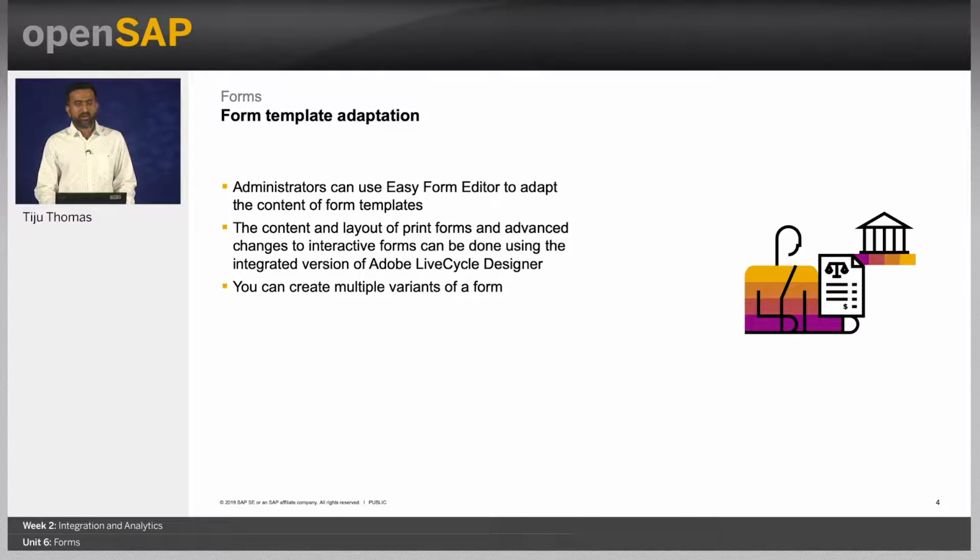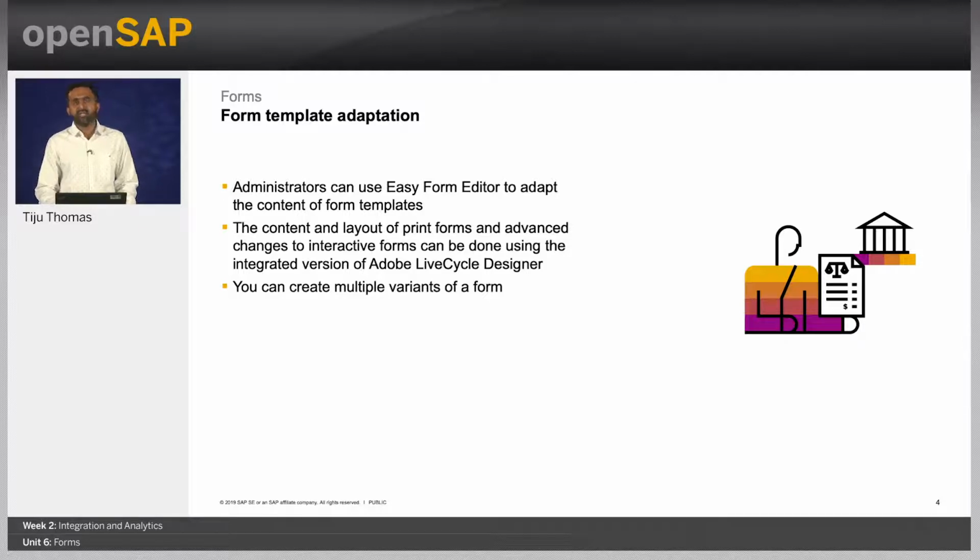Moving on, form template adaptation lets the administrator modify the content of a print form using Easy Form Editor. Interactive forms can be modified and enhanced using Adobe Lifecycle Designer. You could create a country variant or a language variant by copying the existing form template as a new variant. You could also copy the existing template to a new template and modify the content and layout. While using Easy Form Editor certainly makes simple adjustments a breeze, Adobe Lifecycle Form Designer offers a wide range of options for formatting the layout and content.